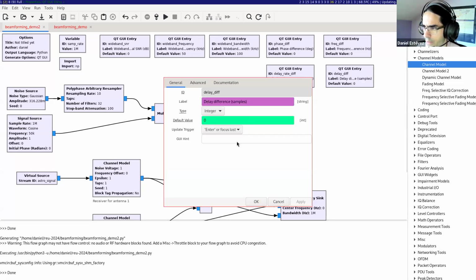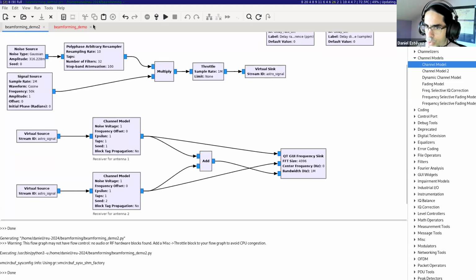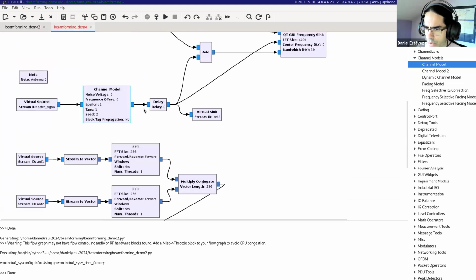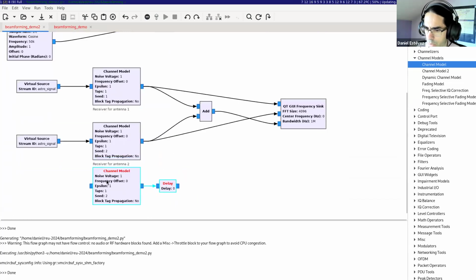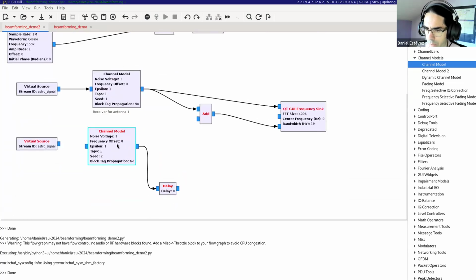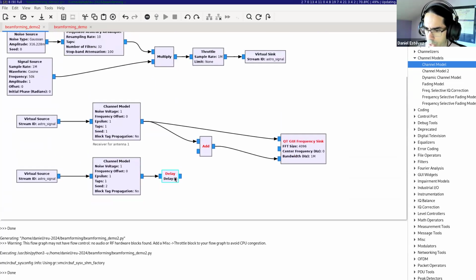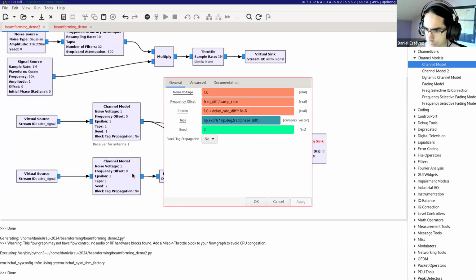And then delay rate difference, sorry, this is the derivative of delay. This is how delay changes over time. And then there is delay difference, which is in samples. So to introduce this on the flow graph, I don't want to make mistakes on the formula, so I'm going to copy and paste these two and then explain the formulas.